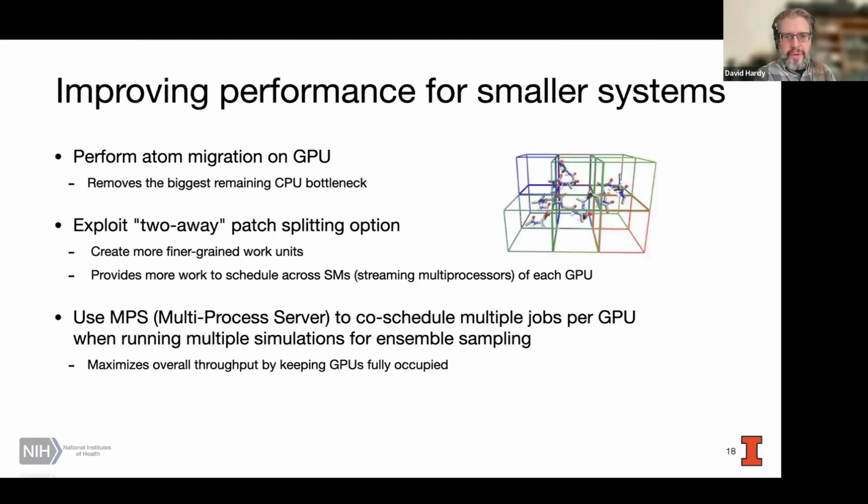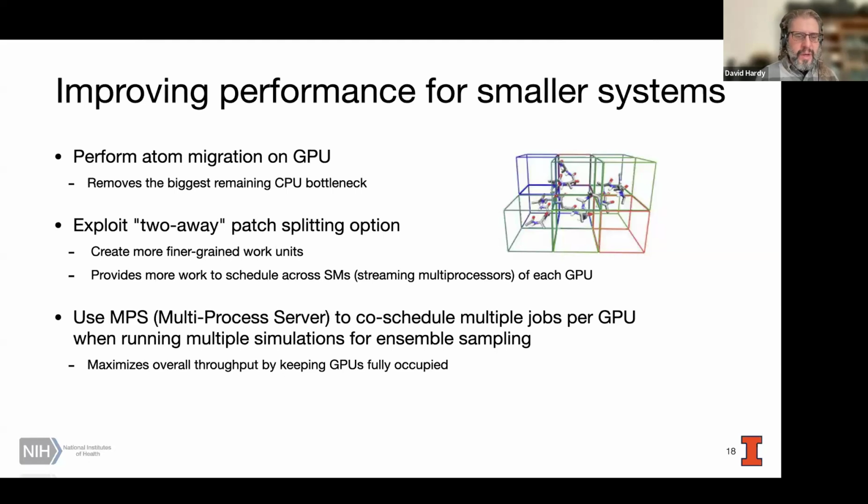A lot of recent work over the past 2 years has gone into improving the performance for smaller systems. And the biggest hurdle to performance was the fact that we needed to do this atom migration, where atoms are moving around between patches as the integration is taking place. That was the last remaining CPU bottleneck for just doing standard equilibrium simulations.